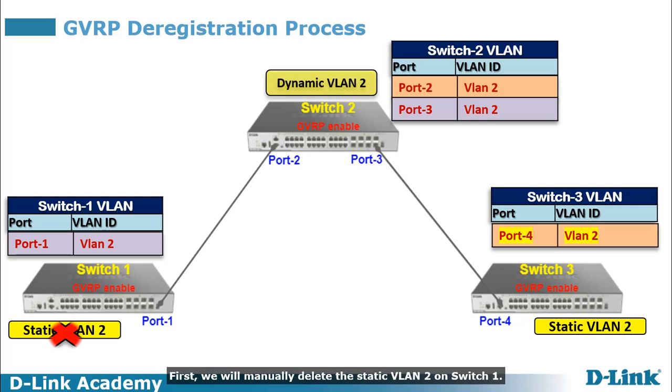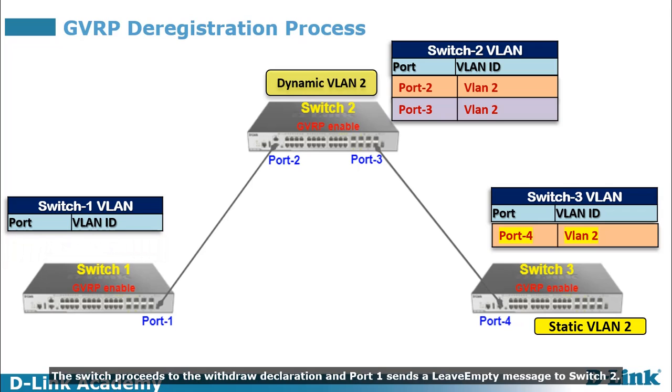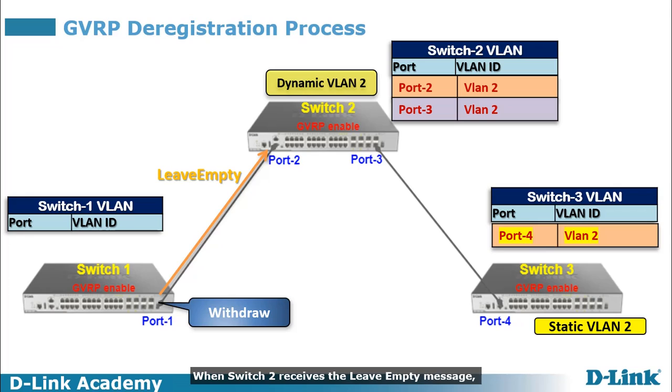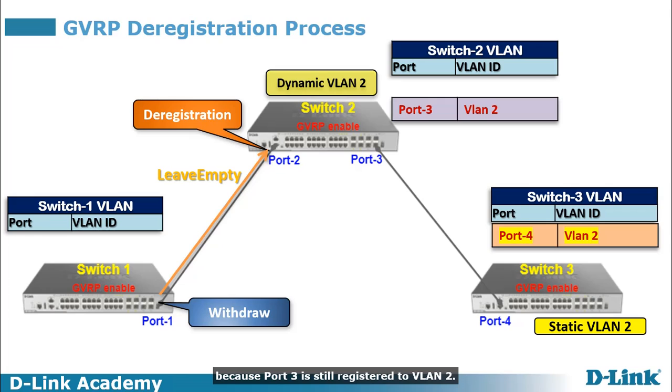First, we will manually delete the static VLAN 2 on switch 1. After removing static VLAN 2 from switch 1, the switch proceeds to the withdraw declaration and port 1 sends a leave empty message to switch 2. When switch 2 receives the leave empty message, port 2 deregisters VLAN 2. Then port 2 is deleted from VLAN 2. But VLAN 2 is not deleted from switch 2 because port 3 is still registered to VLAN 2.